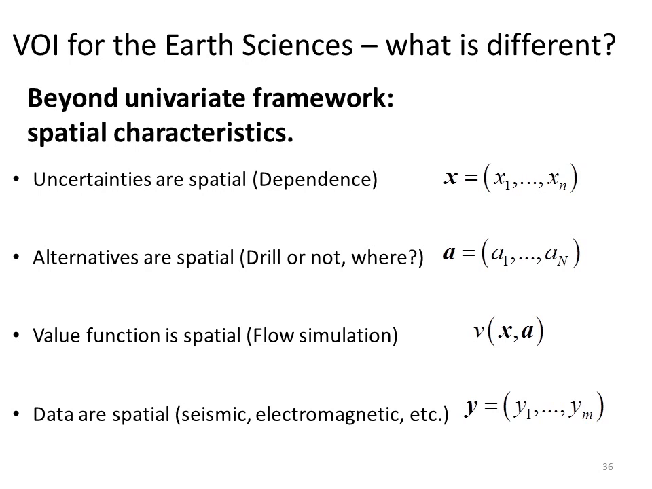So value of information for earth sciences is beyond univariate. We have to incorporate the spatial characteristics and geomodeling. It's inherently related to the geology. The uncertainties are spatial, so there is spatial dependence here. The alternatives are also spatial: where to drill, where not to drill, what patterns to drill. The value function is often spatial. It comes from flow simulation, that depends on the uncertainty and the alternatives. And the data are spatial. For example, geophysical data, seismic data, electromagnetic data, they're all spatial.